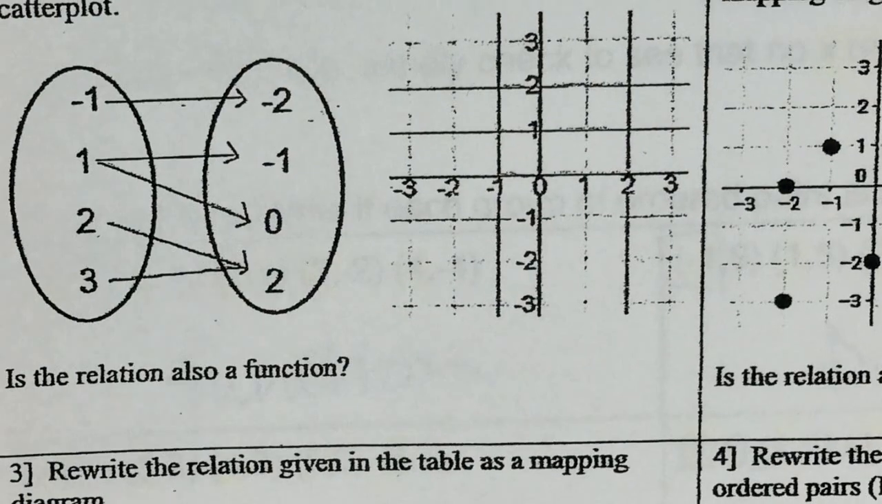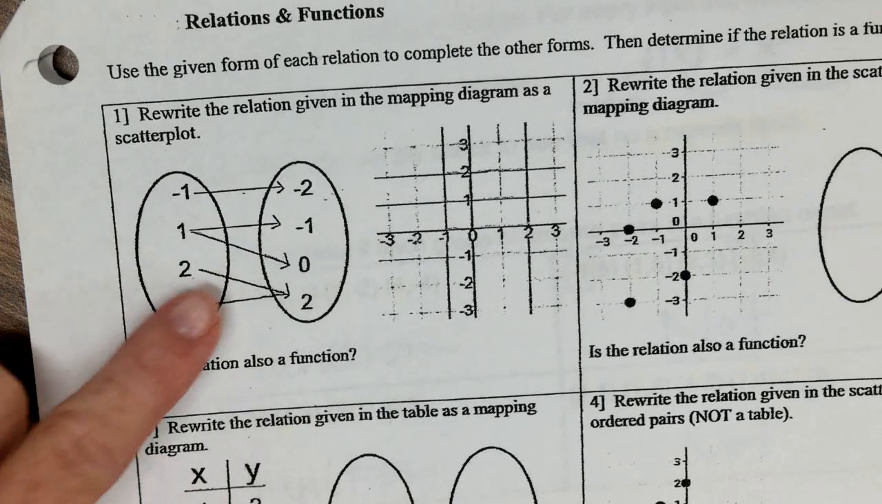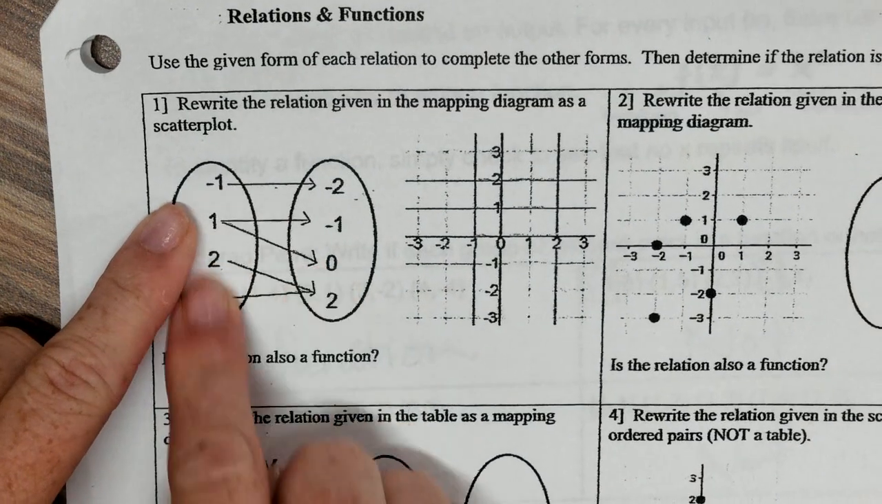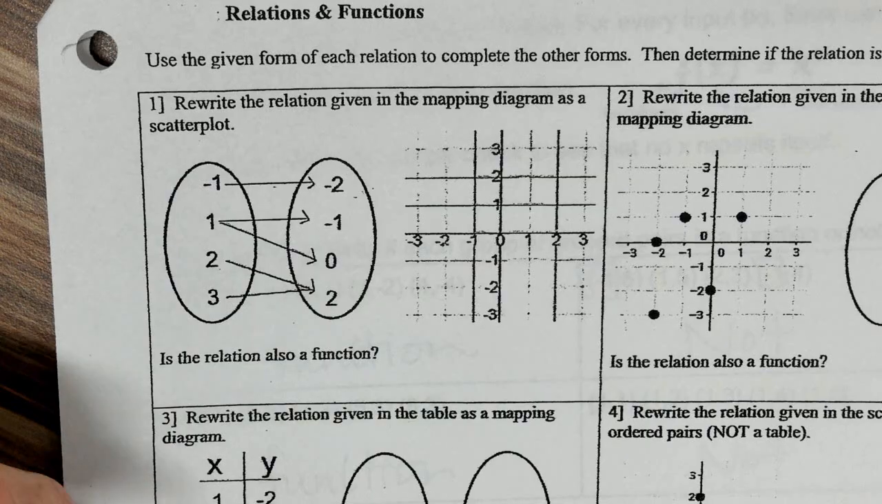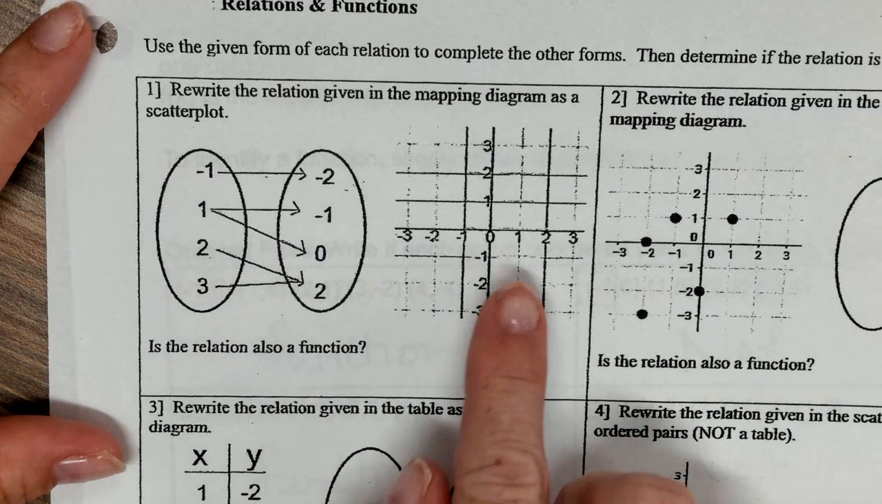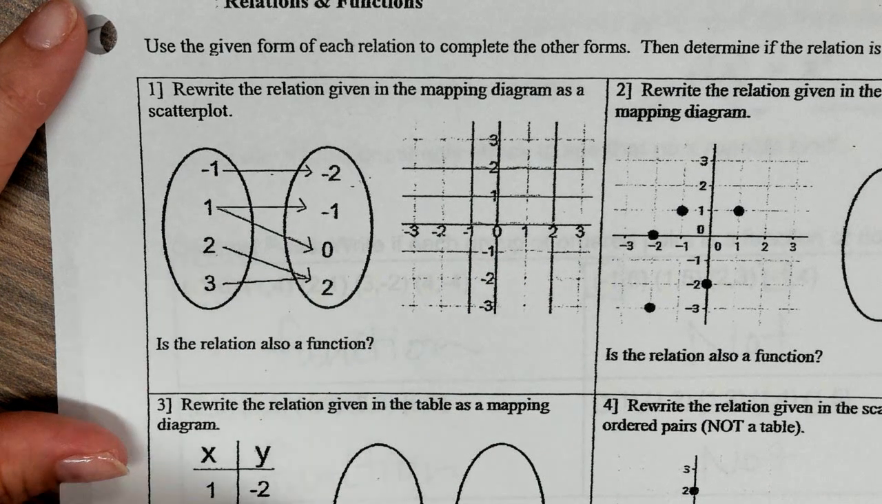Okay, turn the page. Now we're going to take and apply some of this. So what was this called? A mapping diagram. It wants you to take and graph the coordinates and then say if it's a function.